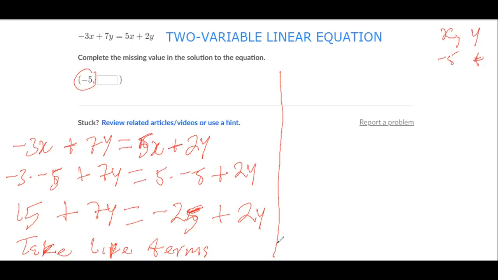Now what we're looking for is y. So y is going to be in front, and 15 is going to go to the back of y. So we're going to start with 7y. We have 7y because it's positive, and we don't need to put the sign in front. We're going to have plus 7y. Right here, we have 2y also. So 2y is coming to the other side.